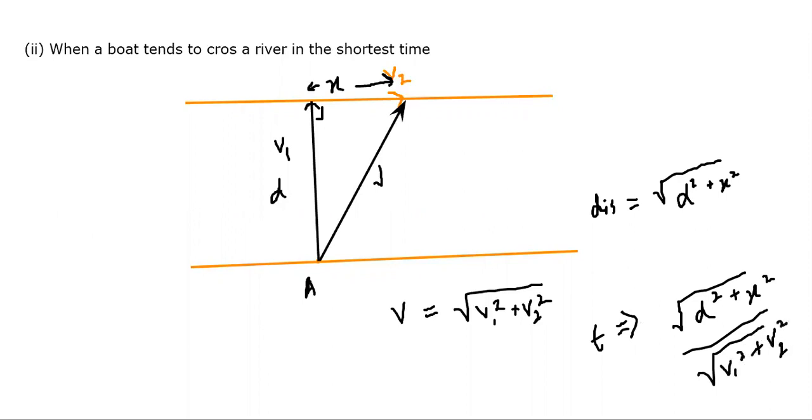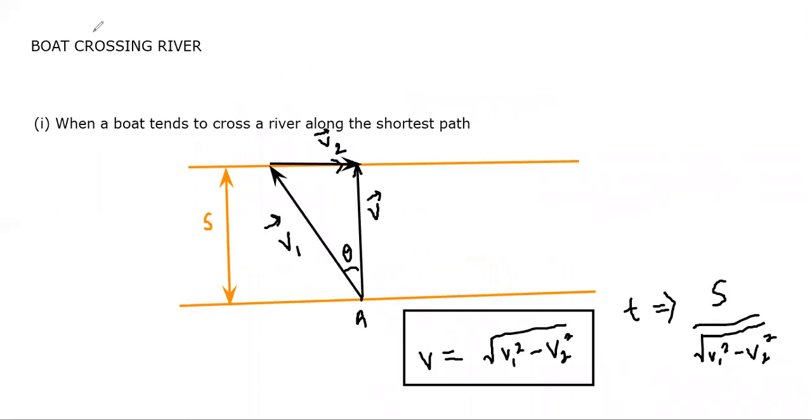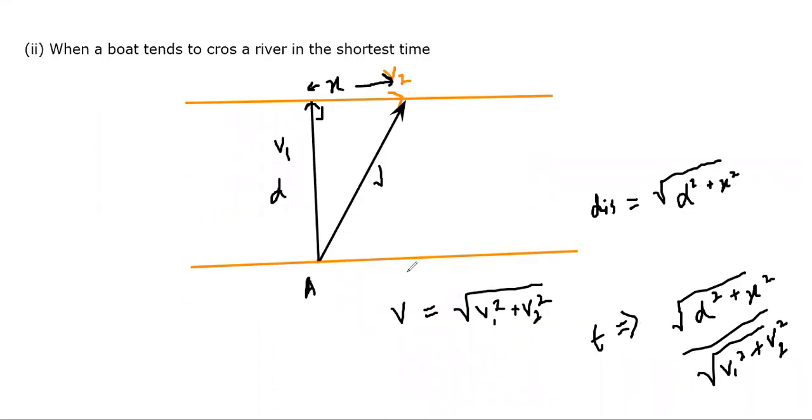So these are the two cases of a boat crossing a river. One is along the shortest path and the second one is along the shortest time. So when you will be doing numericals, you have to see how a boat is crossing. It is crossing by shortest path or in shortest time. Then you have to use the formulas accordingly.